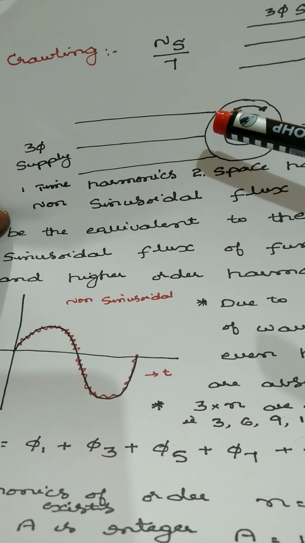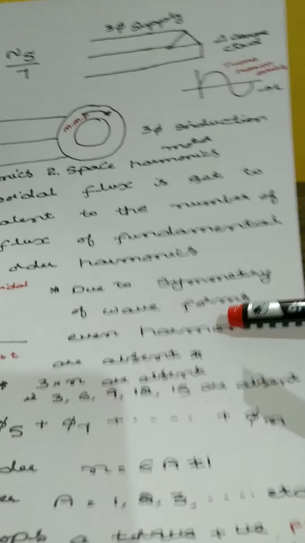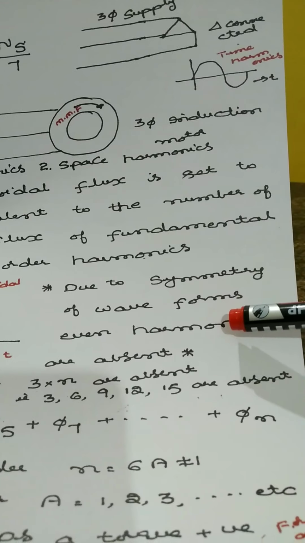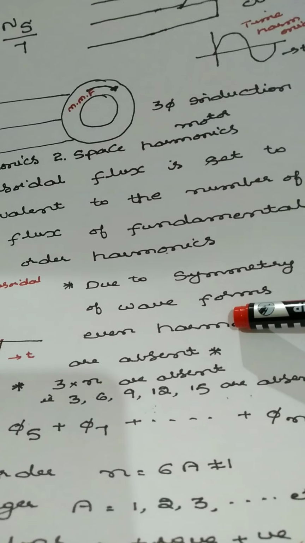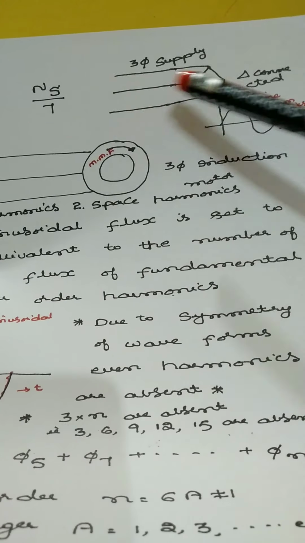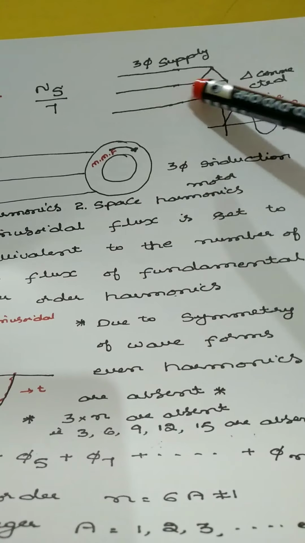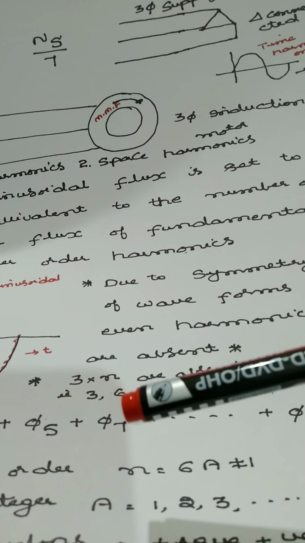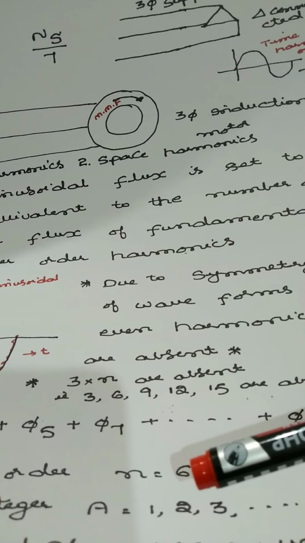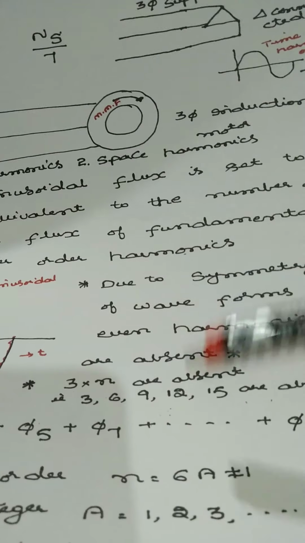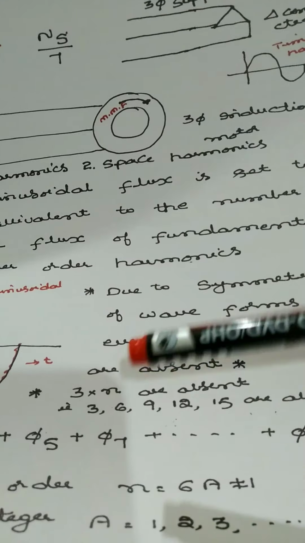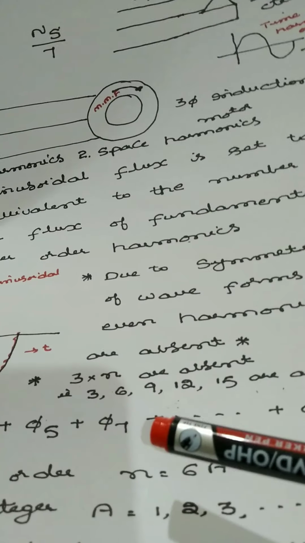In Fourier analysis, we know that if even harmonic symmetry is there, as in a rotating machine, then even harmonics will be absent. Whenever the three-phase induction motor is connected to a three-phase supply in delta connection, the 3n harmonics, where n is an integer, are absent.